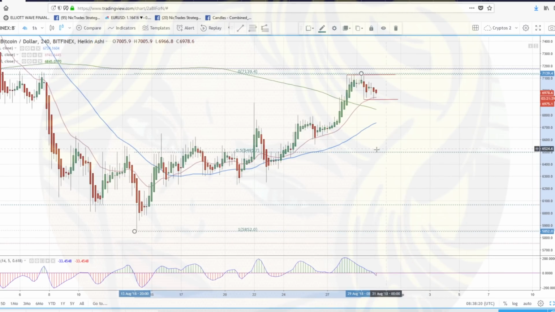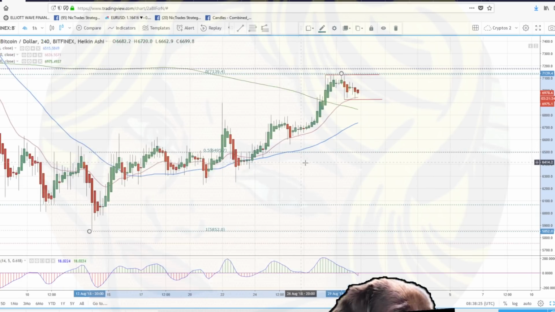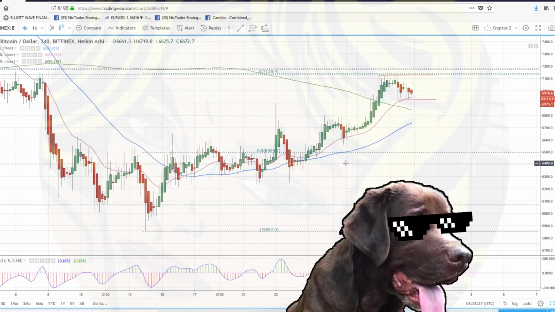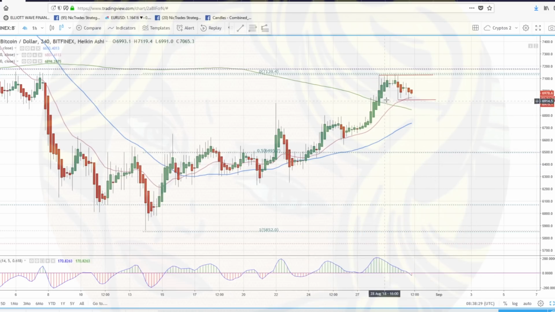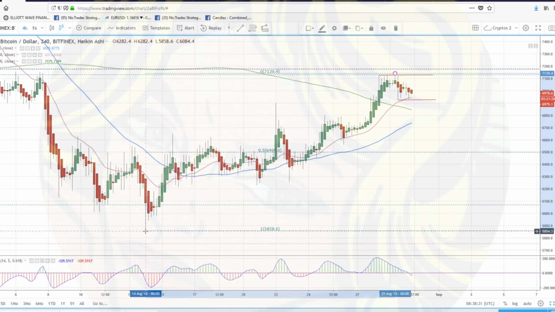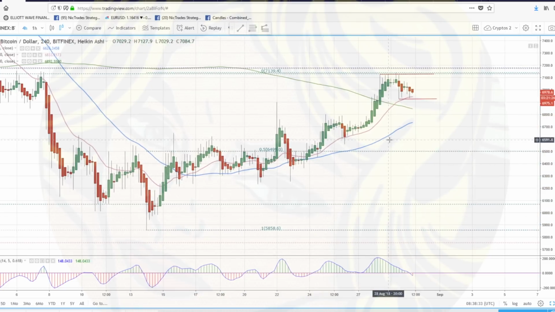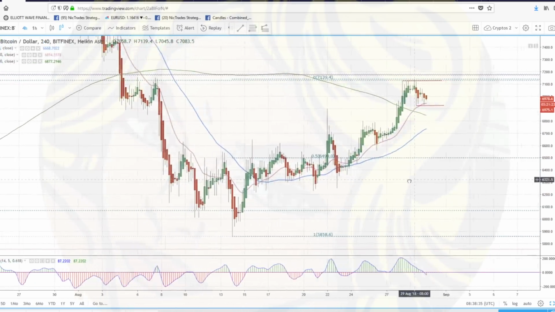Okay. So 6495. Sorry, I can't read it. 6495. So really 6,500 is key. That's 50% of this rally. That's the most likely place, if we do a big correction, that we're going to come back to into month end.